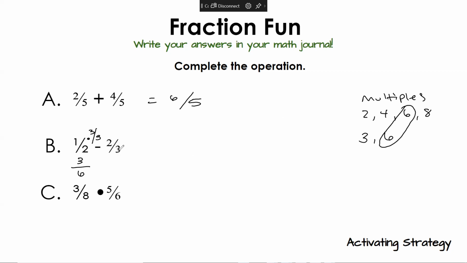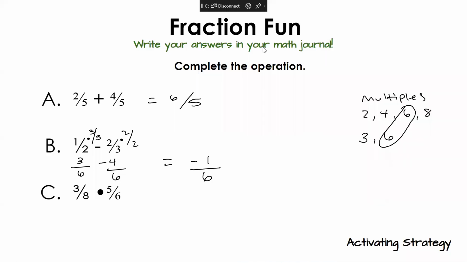All right, on the next one, I want to have this denominator as 6. So what do I need to multiply by to make it 6? 2. So I'm going to multiply by 2 in the top and 2 in the bottom. What's 2 times 2? 4. And then 3 times 2, 6. So now we've got 3/6 minus 4/6. So what is that going to give us? -1/6.